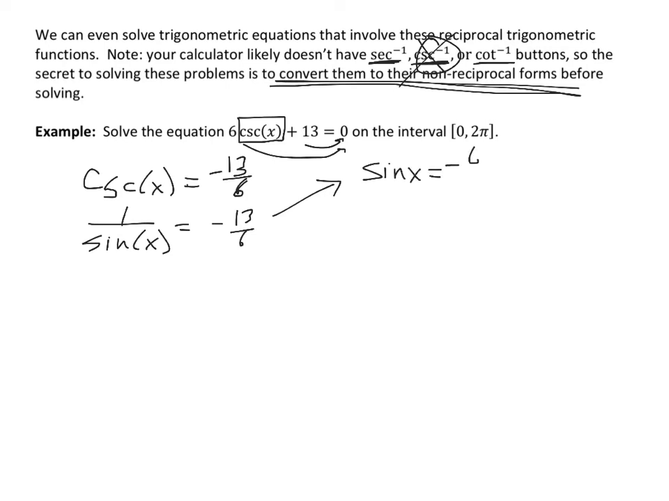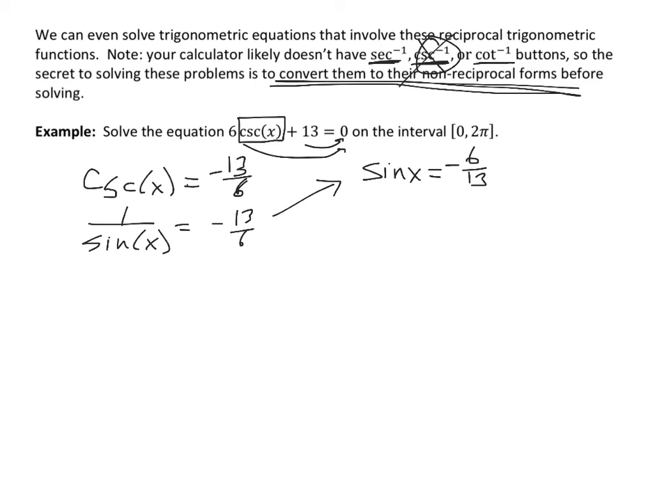Sine x is negative 6/13, and now this problem is exactly the same as everything else we have done so far in the notes today. We're now going to go through our 3-step process. Step 1, find the principal solution. Step 2, find the secondary solution. Step 3, add or subtract the period as many times as we need to find all the solutions.